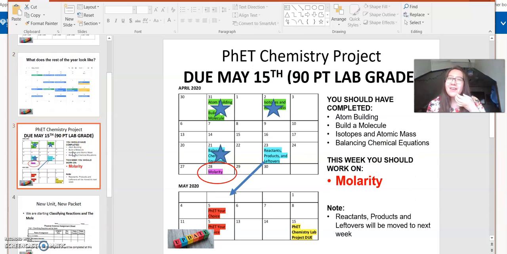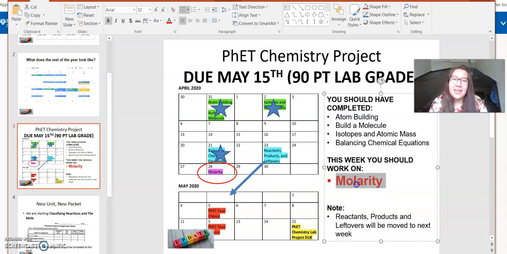The other thing you'll have to think about is that PhET chemistry project. So this is going to be due on the 15th of May, and you have a couple more to work on. Right now, you're going to be finishing up the molarity, and then I'm going to move the reactants and products and leftovers and move this kind of PhET your choice. So there will be some updates to the calendar, but just keep an eye out for the agendas and the screencasts, and I'll let you know which ones you should be working on. Including for this week, you should complete the molarity PhET.